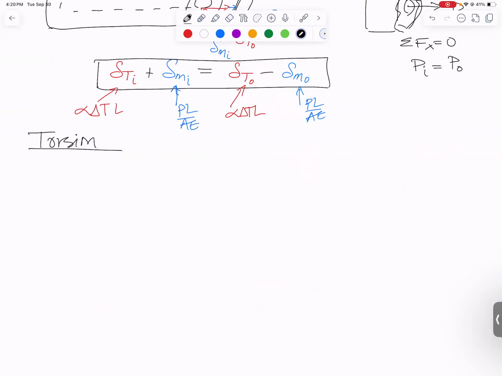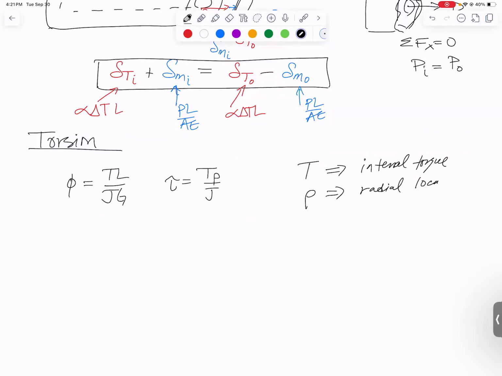Let's go through torsion. Our two governing equations are angle of twist is TL over JG, and shear stress is T rho over J. Things I find students have difficulty with is remembering that T is internal torque. So you do need to take little cuts to find it. Rho is the radial location where you want the stress. So if you plug in 0, you get 0 stress because there's no stress at the middle. If you want the biggest stress, put in your outer radius. And J is polar moment of inertia, and this is in radians.